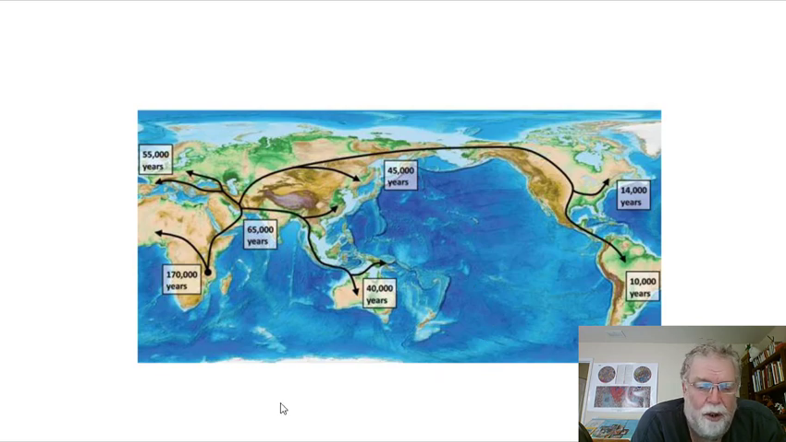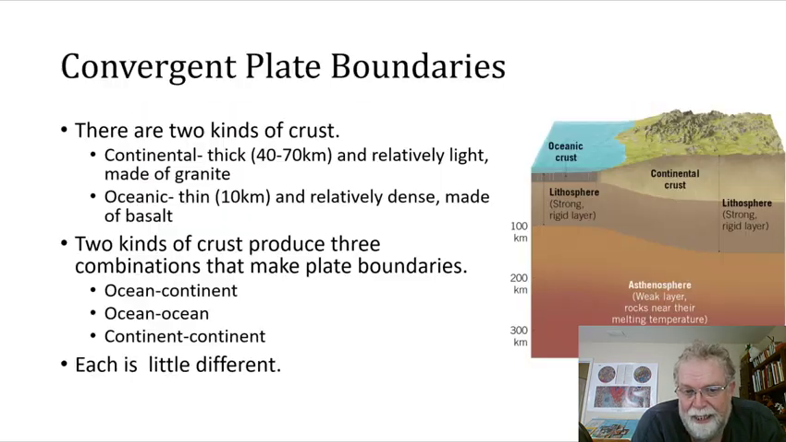Now, what happens if two tectonic plates are coming together? Well, we call those convergent plate boundaries. And in order to get this, we need to understand that there are two different kinds of crust. There is continental crust, and then there is also oceanic crust. And these are different. And this is why, by the way, the oceans are where they are and the continents are where they are, because the oceans are underlain by fundamentally different crust.